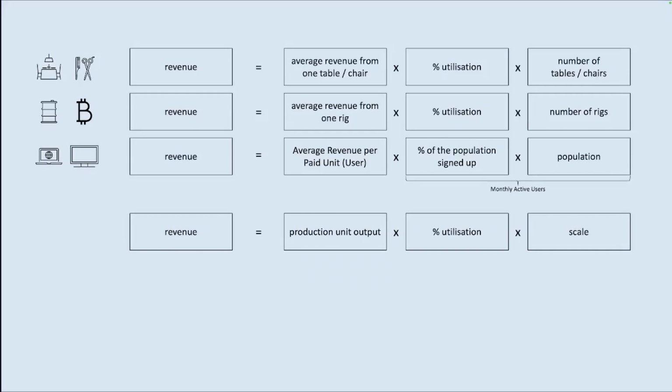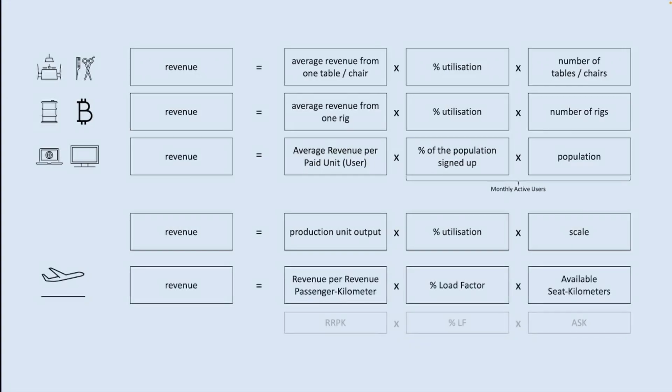Let's have a look at the equation I mentioned at the beginning. It is comprised of three specific measures. First of all, there is revenue per revenue passenger kilometer, RRPK. This is the revenue that each passenger brings to the airline divided by the number of kilometers he travels. Then there is the load factor. This is the occupancy of the seats in an aircraft. Finally, the scale is described by available seat kilometers.